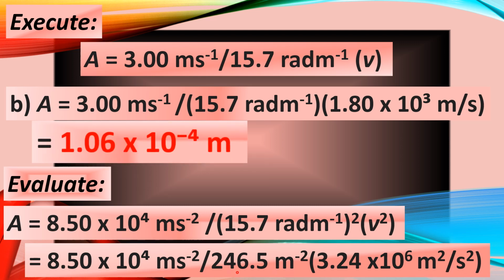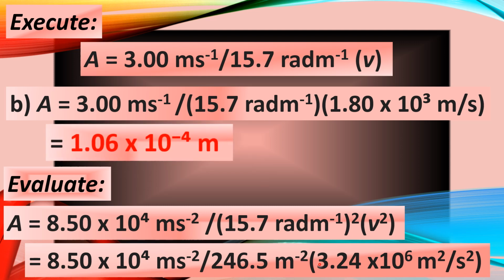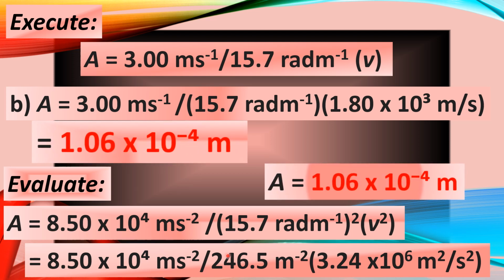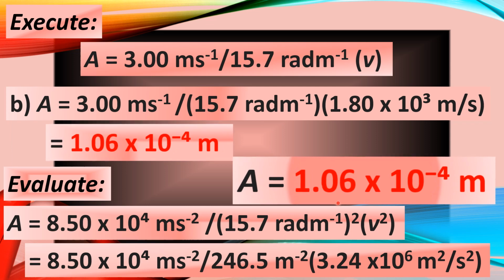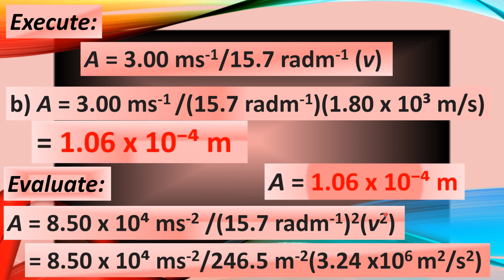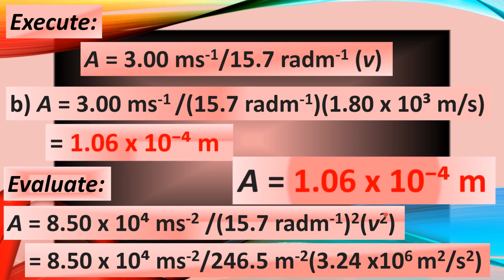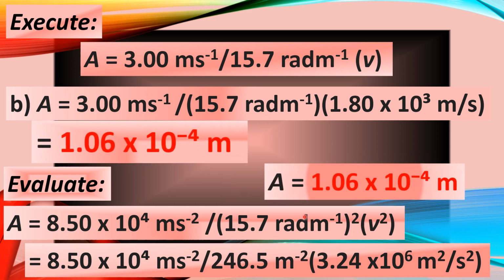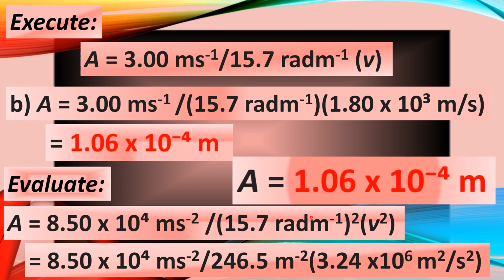So simplifying this, we get the same value for the amplitude, equal to 1.06 times 10 to the negative 4 meters. And that concludes our tutorial.